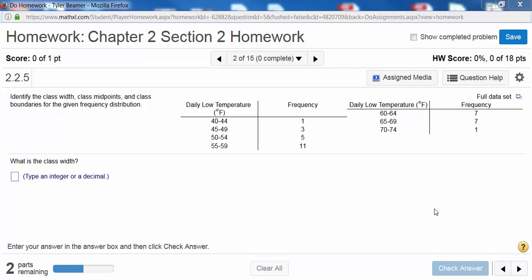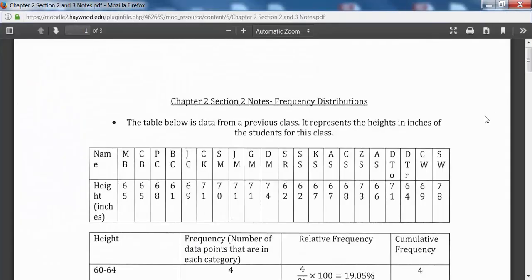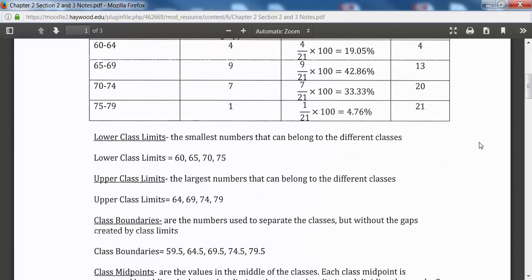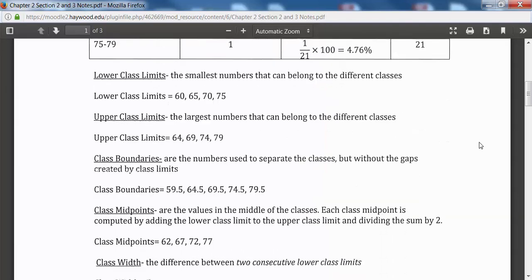This is an instructional video for Math 152 in regards to frequency distributions. I'm going to do a My Math Lab or My Stat Lab problem from the Chapter 2, Section 2 homework as an example, and I am working off of the Chapter 2, Section 2 notes in regards to frequency distribution, using this as a resource to kind of guide me through the homework.